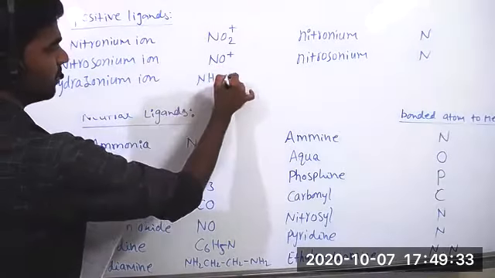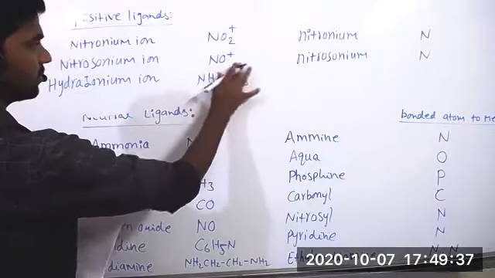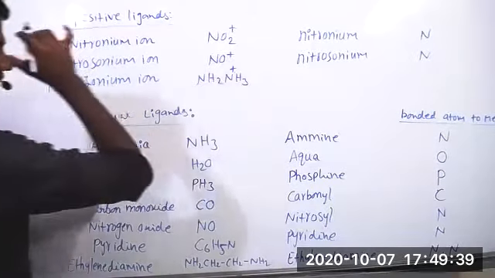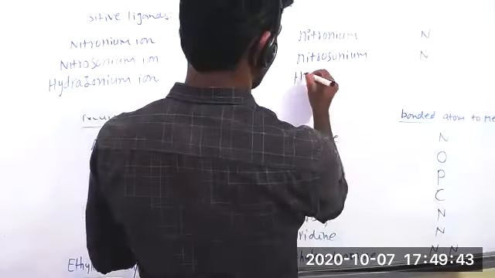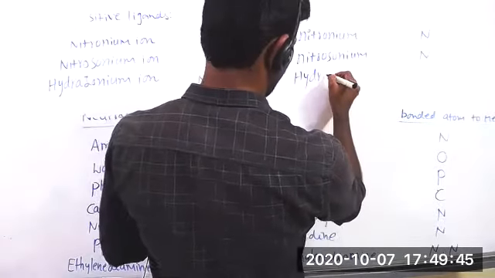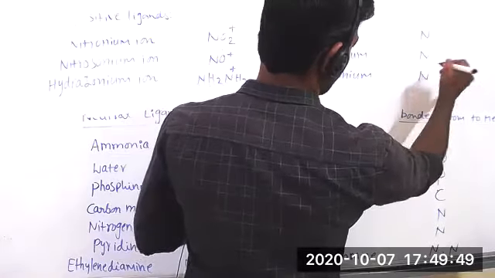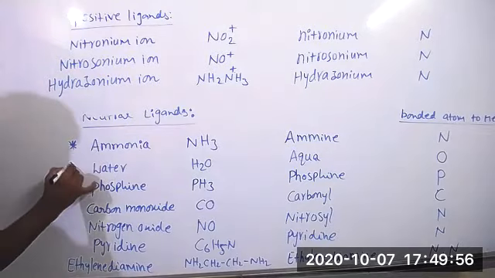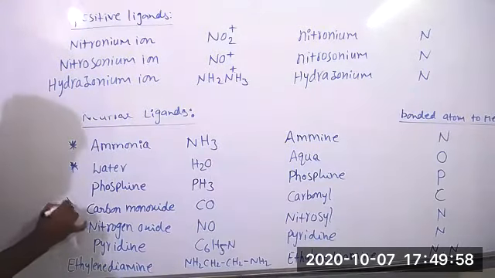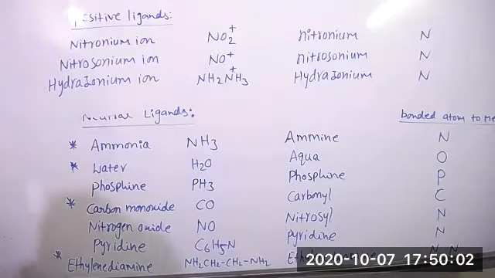So positive ligand presence in coordination complex is very less. Mostly neutral ligands and negative ligands only present in complexes. So this is hydrogenium. Here also nitrogen is linked. So mostly we are observing water, carbon monoxide, and ethylene diamine. These ligands only mostly observing.